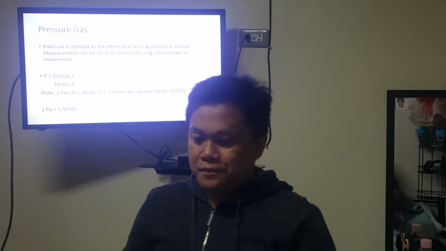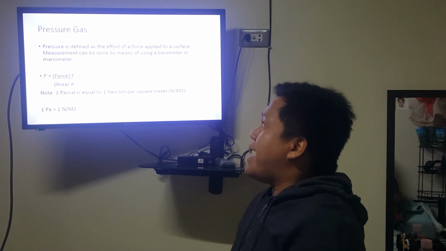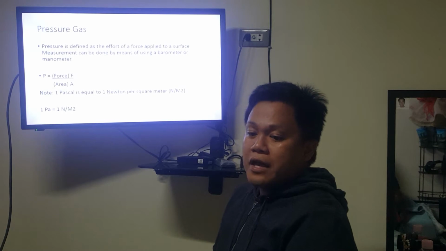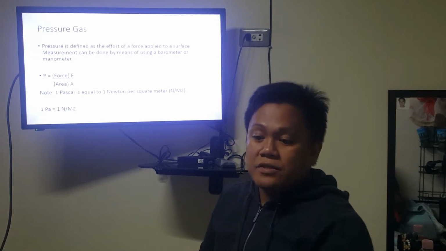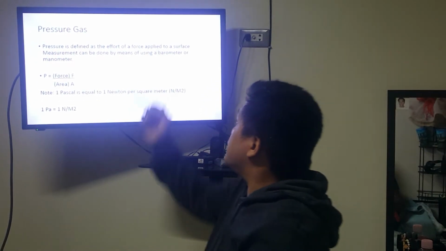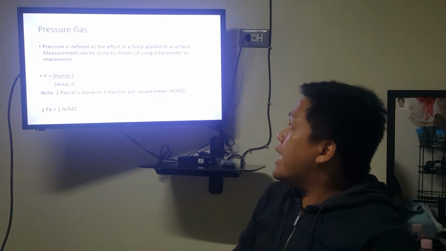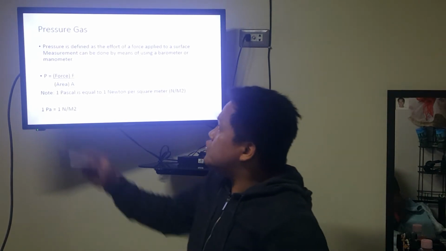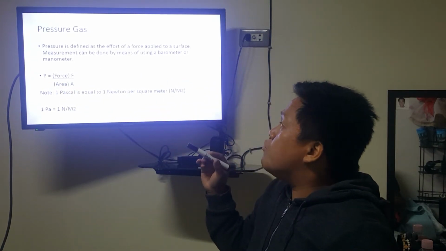So our topic for today is about gases and thermochemistry. So, gas pressure. Pressure is defined as the effect of a force applied to a surface. Measurement can be done by means of a barometer or manometer. Later on, I will discuss what a barometer and a manometer are. So, how do we determine the pressure of a gas?